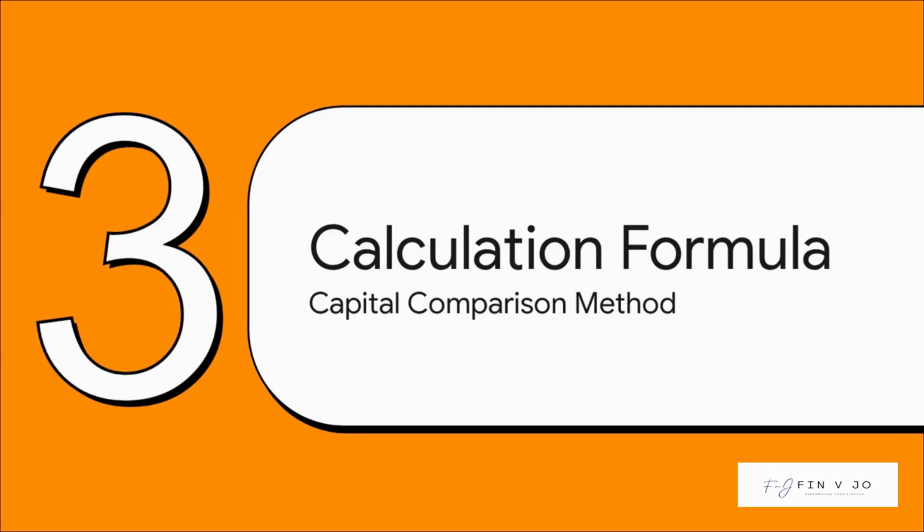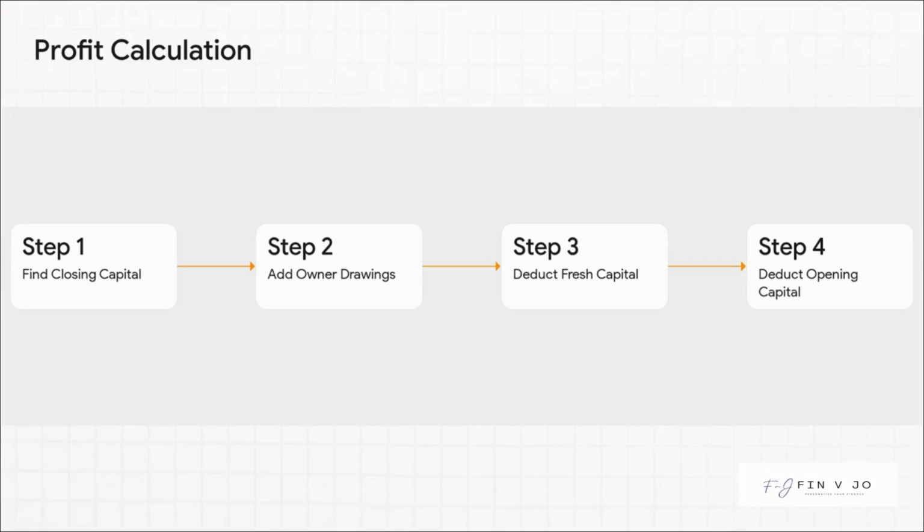Section 3. The profit calculation formula, the capital comparison method. Since we don't have proper revenue and expense accounts to find the profit, we've got to be a little clever here. We find profit by tracking the changes in the owner's capital from the very start of the year right to the end of the year. Let's walk through these logical building blocks. Step 1, find the closing capital.